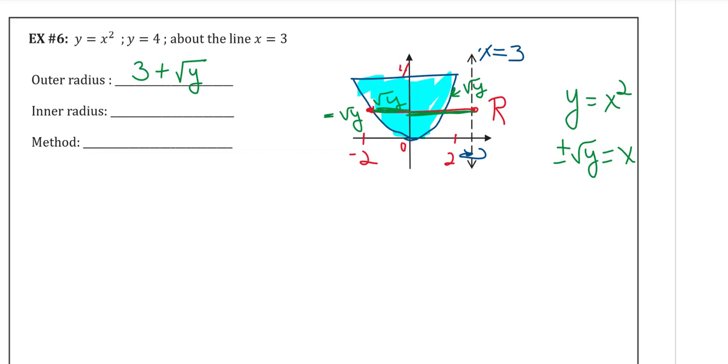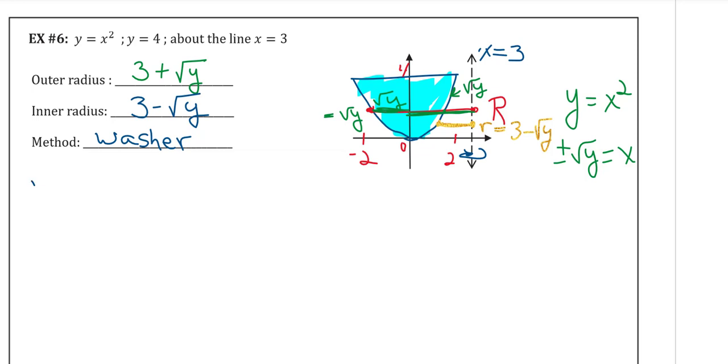And the inside radius is going to be from this side of the curve to our axis of rotation. So there's our little r, and that's just going to be 3 minus the square root of x, because we just want this leftover bit right there. So our other inner radius is going to be 3 minus the square root of y. And for the method, it's going to be a washer, because we're going to have a hole there, since there's a gap between the axis of rotation and the figure itself.